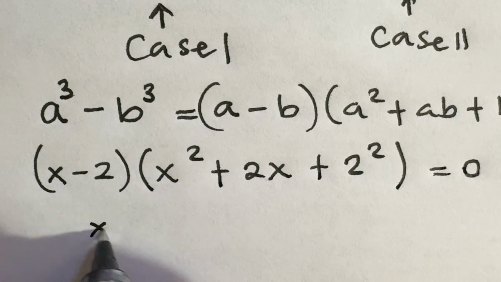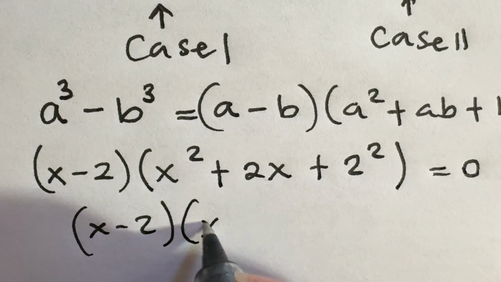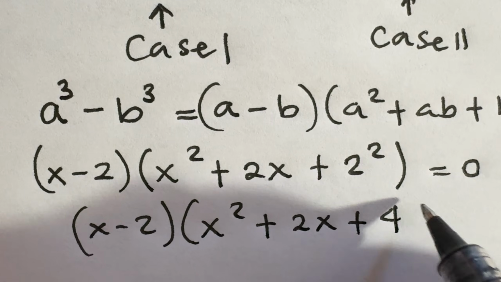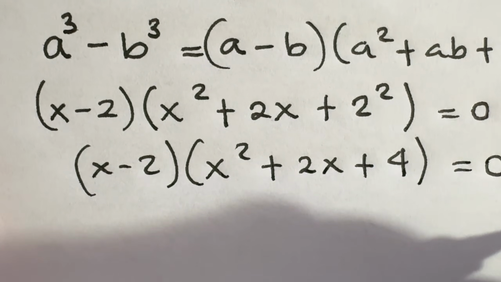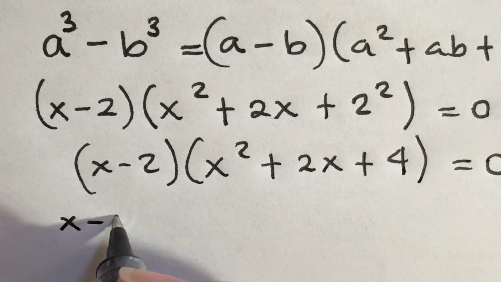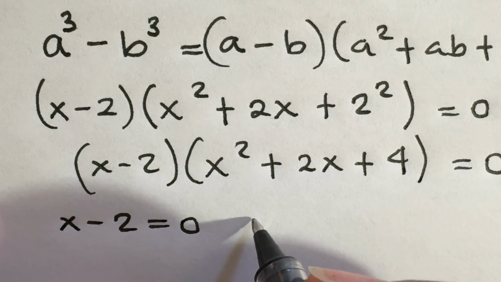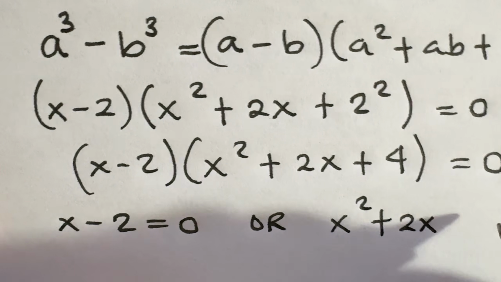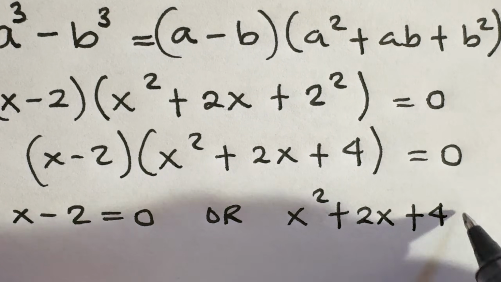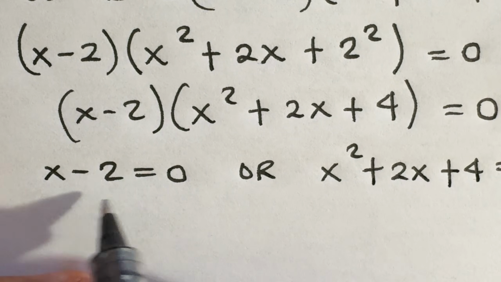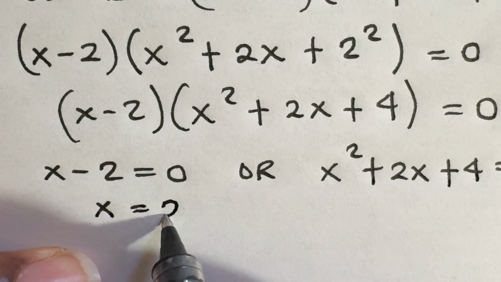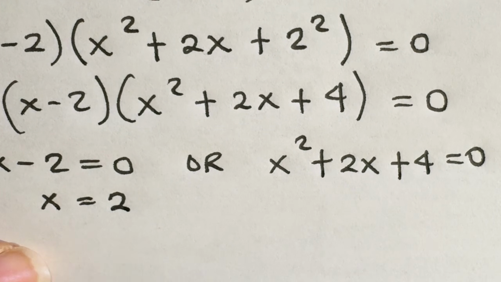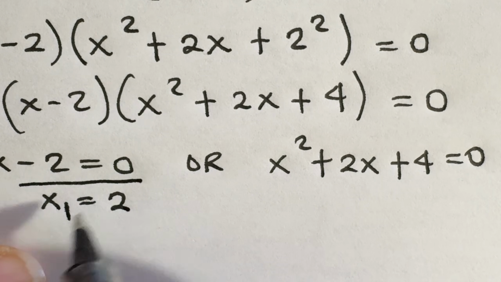We'll tidy this up to give us x minus 2 into brackets x squared plus 2x plus 2 raised to power 2, which here is 4, then equal to 0. So again, we say either this is equal to 0 or this is equal to 0. From here, x is equal to 2. And here we need to solve this quadratic equation to get any other solutions. So let's call this x1, which is a real value.